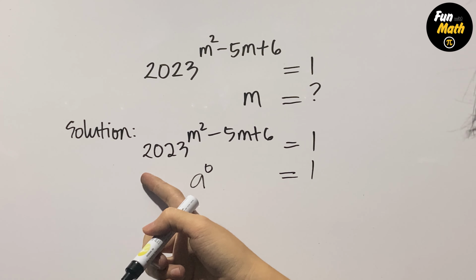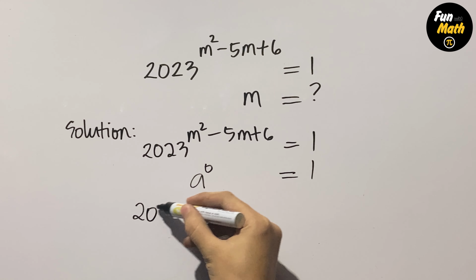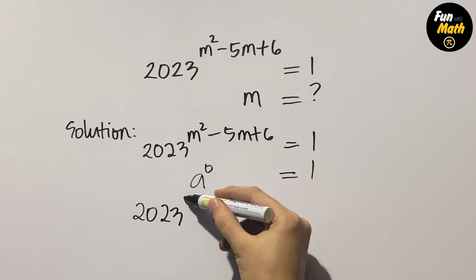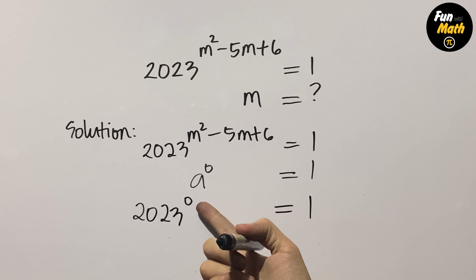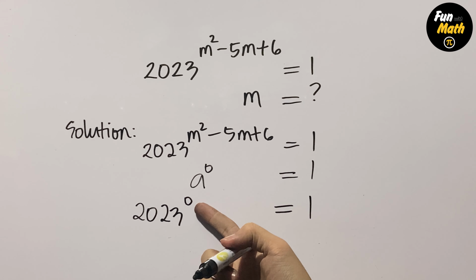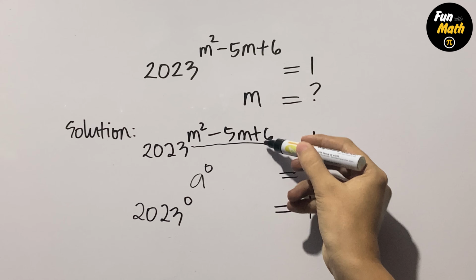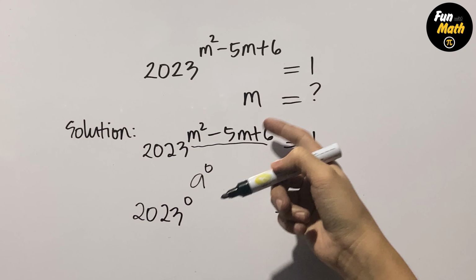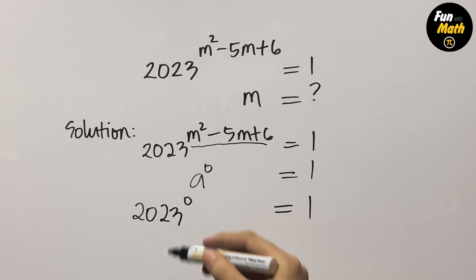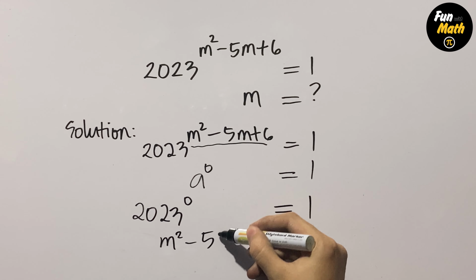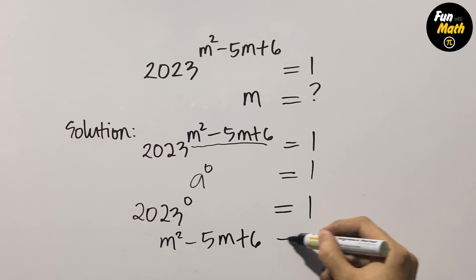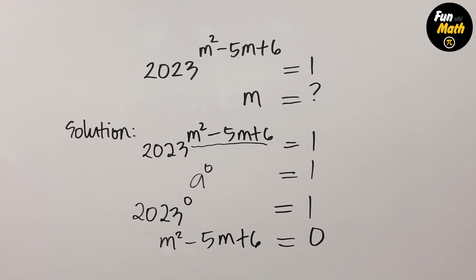So we can say that 2023 to the power of 0 is equal to 1. And that means for the power of 0, that is the m squared minus 5m plus 6. And we can say also that m squared minus 5m plus 6 is equal to 0. And this is now a formal equation.